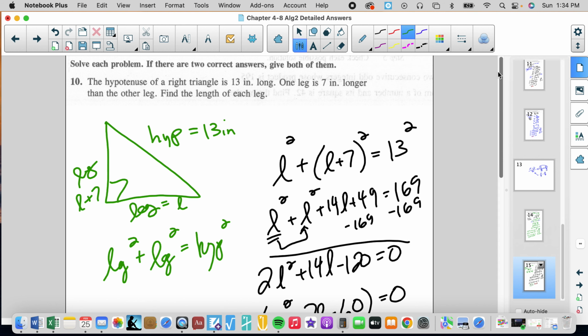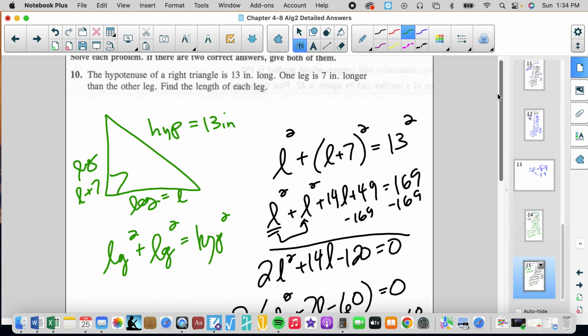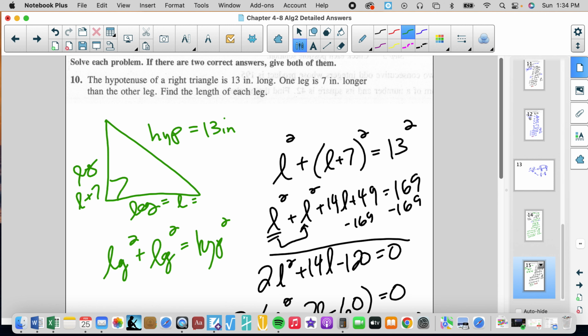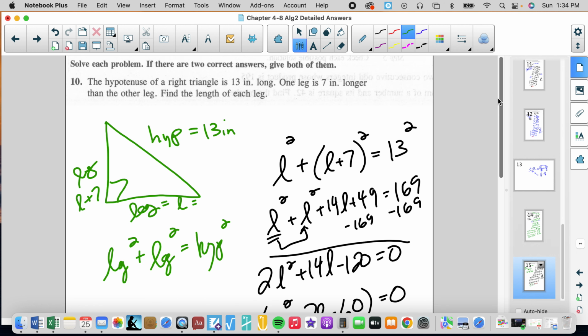Find the length of each leg. We are in inches, so this is going to equal 5 inches. And the other is going to equal 5 plus 7, or 12 inches. So leg 1 is going to be 5 inches. Leg 2 is going to equal 12 inches.